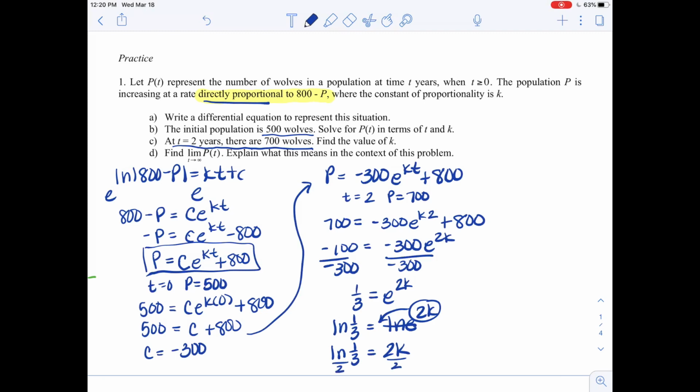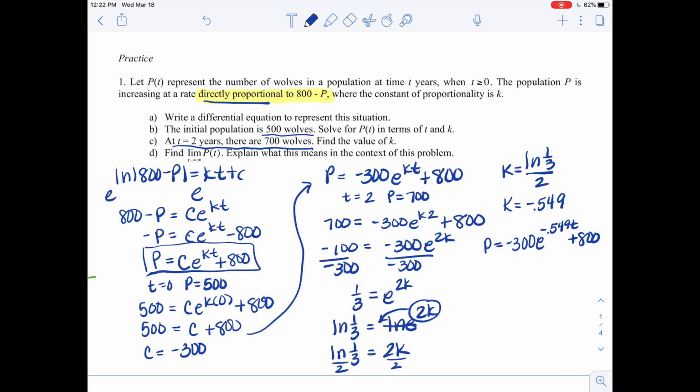And then I can finish by dividing both sides by 2. So if I needed to write this down for the AP exam, this is fine actually: ln of 1/3 divided by 2. I can leave this as k equals ln 1/3 over 2, or if you want to make it a decimal, k equals -0.549. So our exponential model for this exact situation is p equals -300 e to the -0.549 t plus 800.